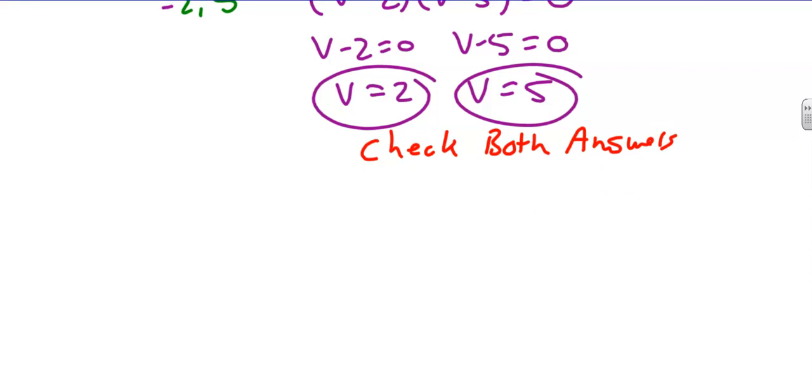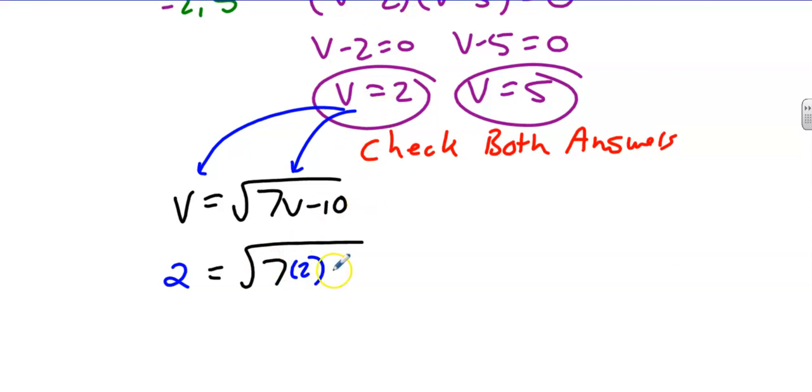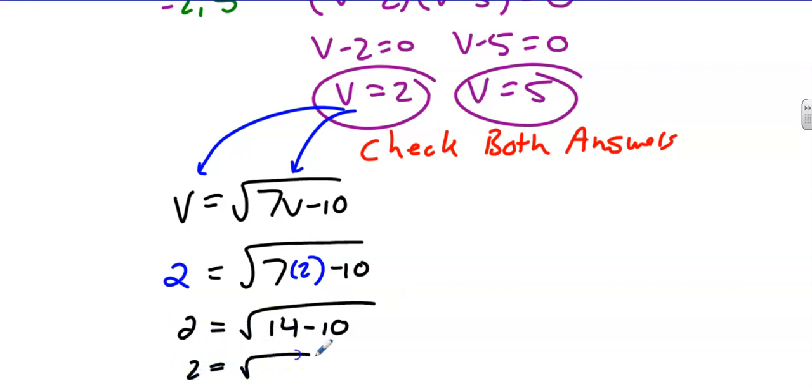Okay, so it was 7v minus 10. We're going to plug in the 2. There's 2 equal the square root of 7 times 2 minus 10. Is 2 equal to square root of 4? Looks like it does, right? Square root of 4 would be 2, so that one's okay. So v equals 2 is good.